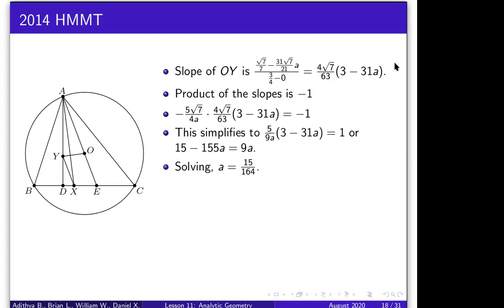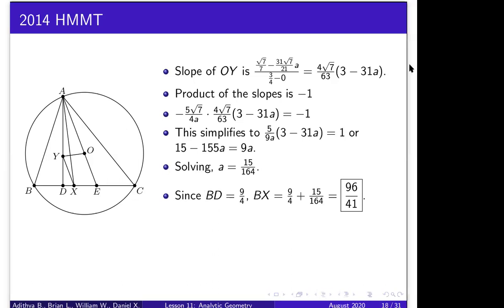But remember that this is not the final answer. a is actually the x-coordinate of X, which is the length DX. And we want the value of BX. So we have to add BD, which was 9/4. So once we add this and simplify, we get our answer of 96/41. So does anyone have any questions?